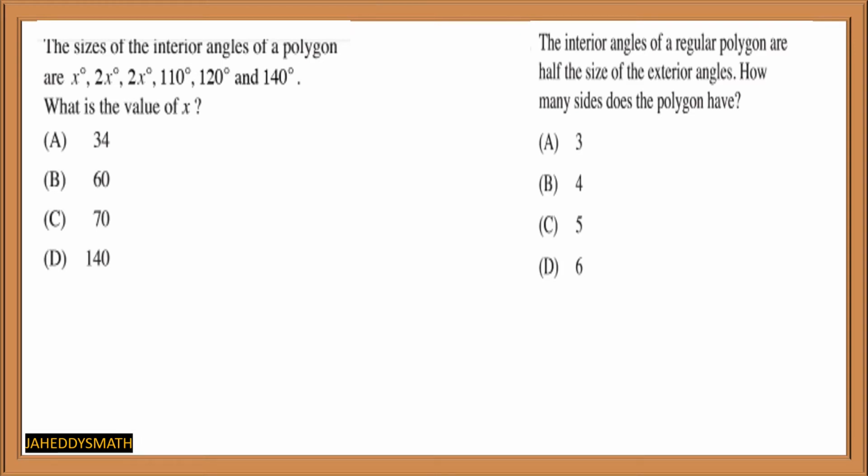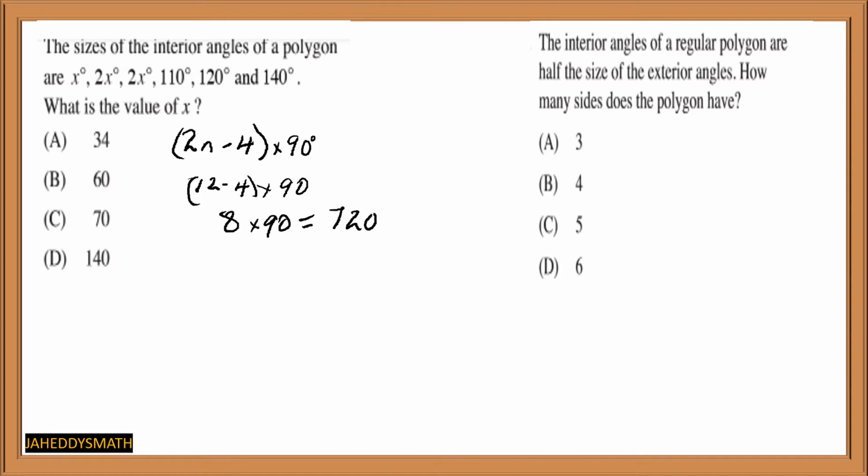If a polygon has n sides, where n represents the number of sides, the sum of the interior angles is 2n minus 4 right angles. So we would multiply by 90 degrees, which makes up one right angle. Now in our case, n is 6, so we have 12 minus 4 times 90, which is 8 times 90, which gives us 720 degrees. That means that the sum of these 6 angles is 720.